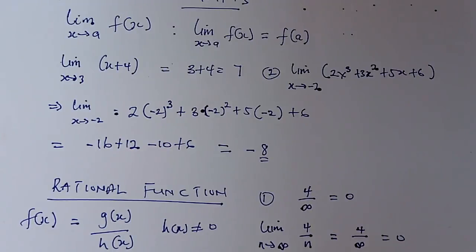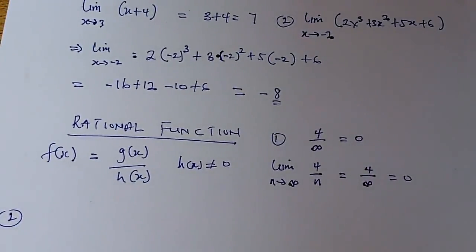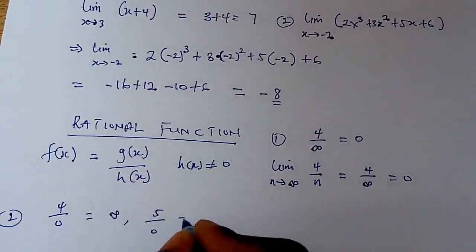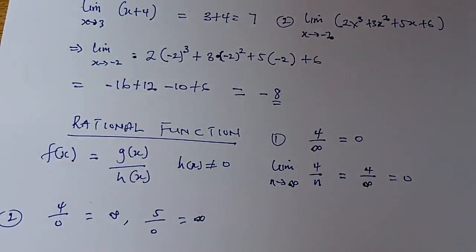And then the second condition says that any number except 0 divided by 0 is infinity. So if I have any number at all except 0 and it's divided by 0, you get infinity. So let's take this example. We have 4 over 0, we get infinity. 5 over 0 is equal to infinity. That is the condition. Any number except 0 divided by 0, our result becomes infinity.